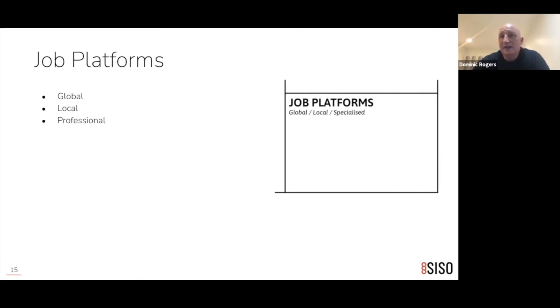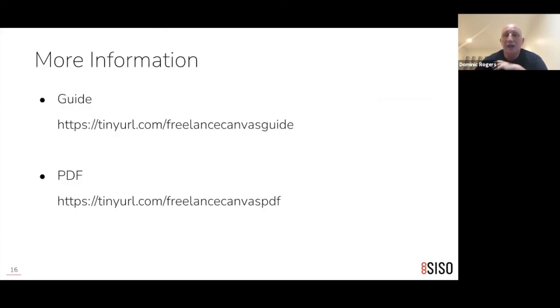But then there are also professional ones. For instance, Dribbble for designers, they've got one that's very specialized for that. So it's thinking about what you can do, where you can target and where you can find information. The job platform is the two-way, whereas your social media channels are often one way initially, or very specific networking opportunities. So that's basically the Freelance Canvas.